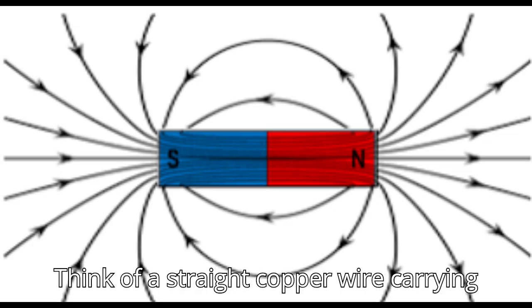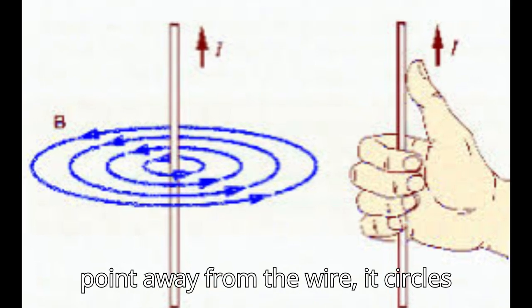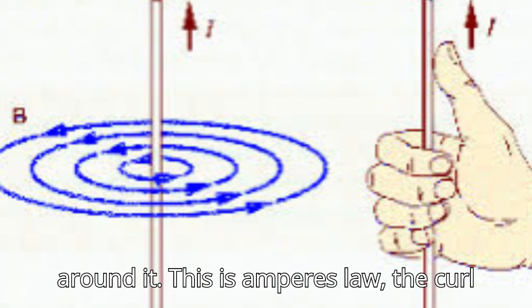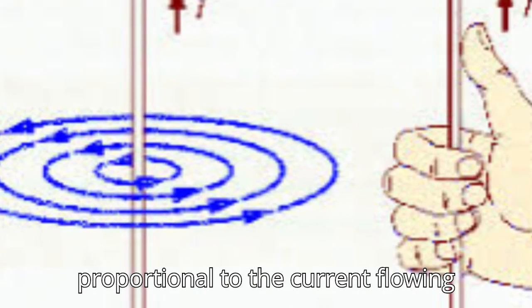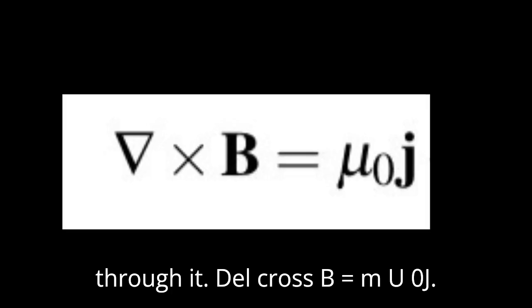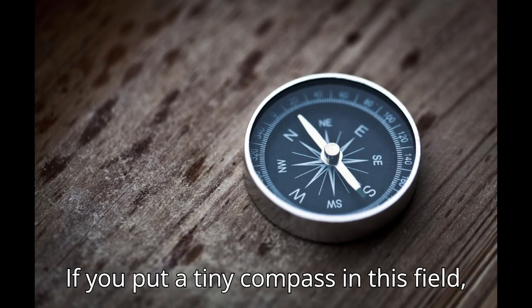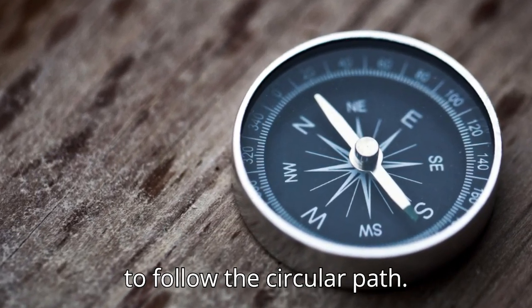Think of a straight copper wire carrying a current. The magnetic field, B, doesn't point away from the wire, it circles around it. This is Ampere's law. The curl of the magnetic field at any point is proportional to the current flowing through it. Del cross B equals mu 0 J. If you put a tiny compass in this field, the curl is what makes the needle deflect to follow the circular path.